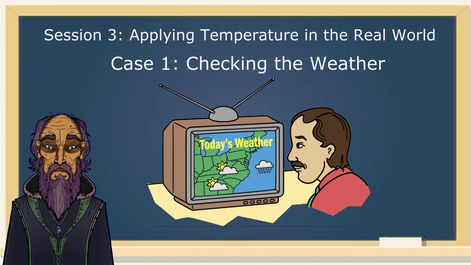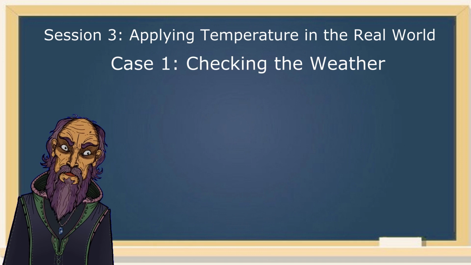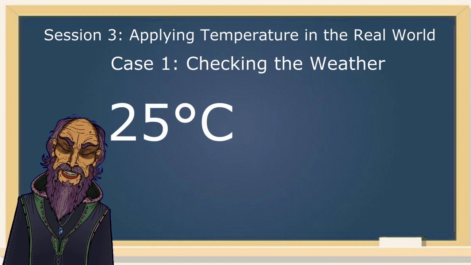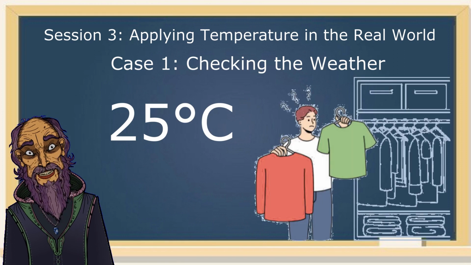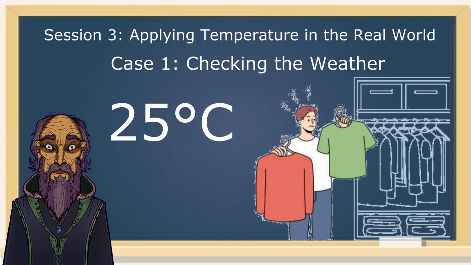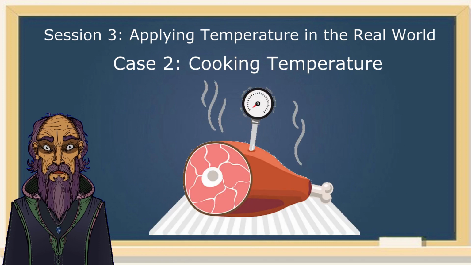How we use it in the real world. Example: today, it's 25 degrees Celsius. This helps us decide what clothes to wear for the day. Case 2: Cooking temperature.